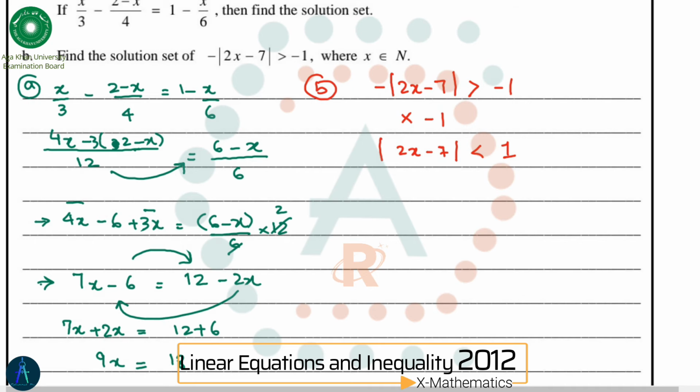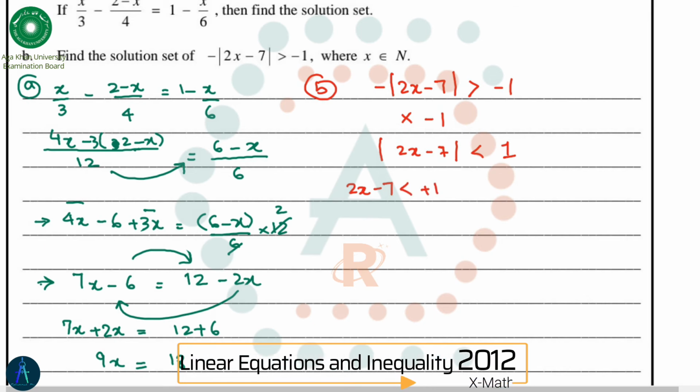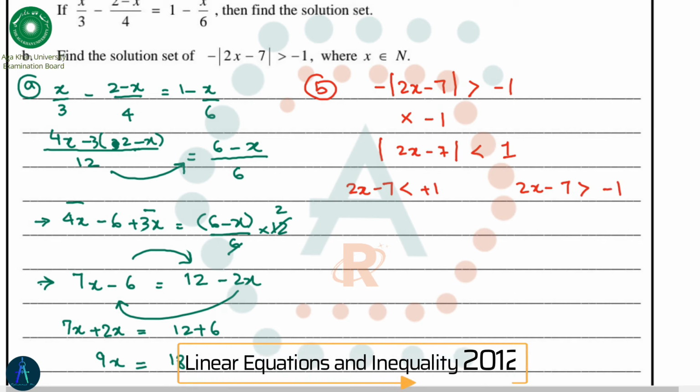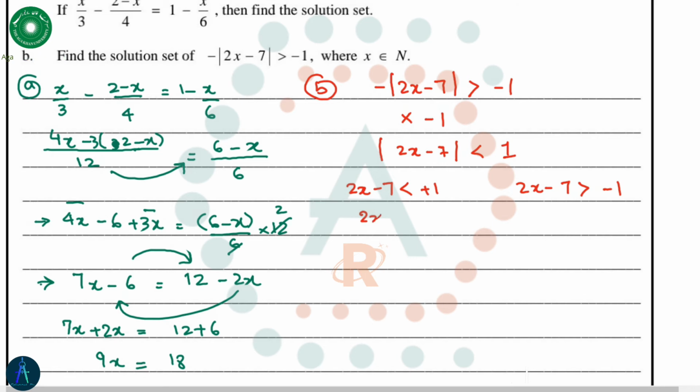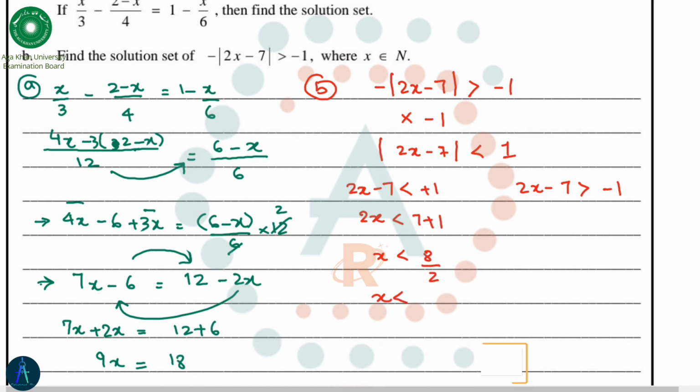and then we will expand this modulus. So 2x minus 7 is less than plus 1 and 2x minus 7 is greater than minus 1. We expanded the modulus with positive and negative numbers. With the positive, the inequality will remain the same, while with the negative the inequality will be reversed. So 2x is less than 7 plus 1, so x will be less than 8 over 2 and x is less than 4.